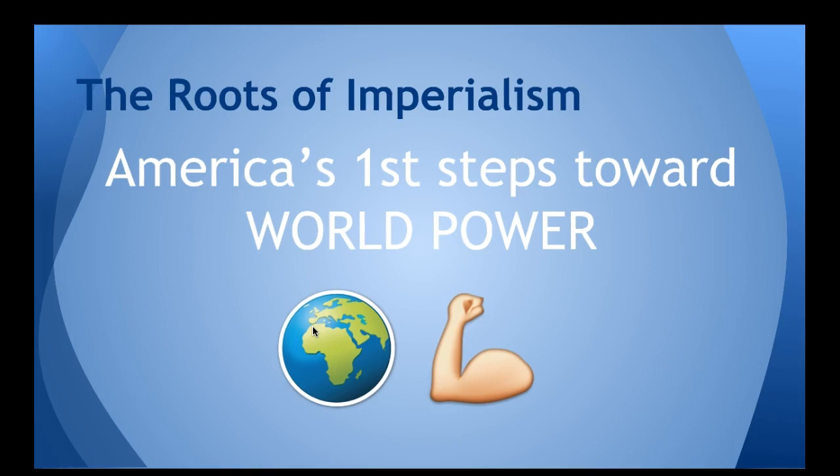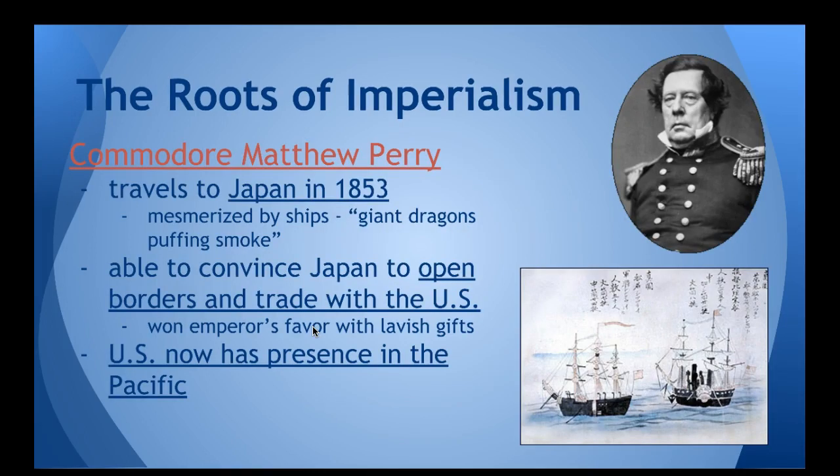So let's talk now about America's first steps towards becoming a world power. We're going to throw it all the way back to 1853 for this first section. Commodore Matthew Perry, the man pictured over here, travels to Japan in 1853.